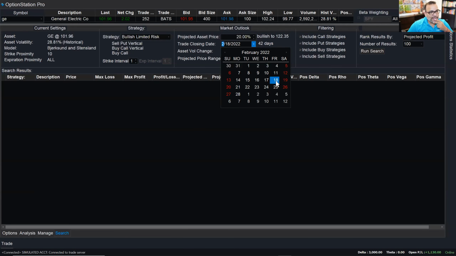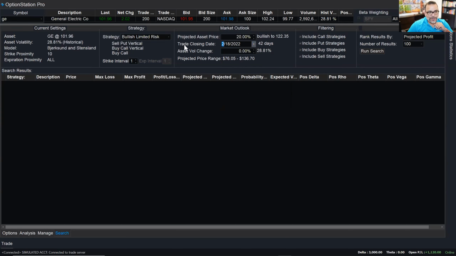I think it's the day that monthly options expire. Okay, so we're going to choose that date. We're going to hold the trade until that Friday. And notice that it tells you how many days until that date: 42 days. Now, if you want to change the volatility, here's asset volatility change. You can supply a percentage by which the volatility is going to change. That's only if you think the volatility is going to change.